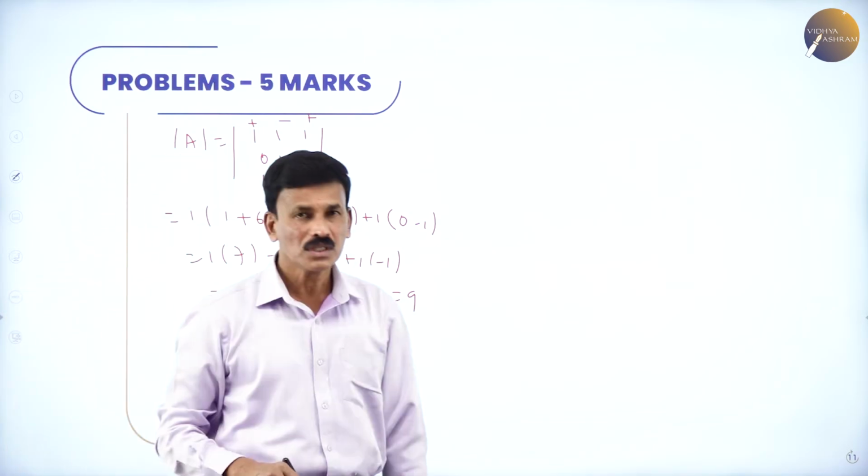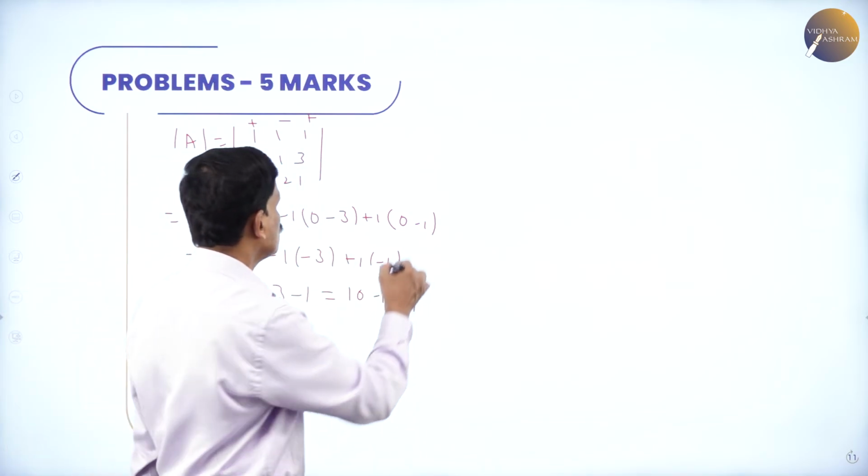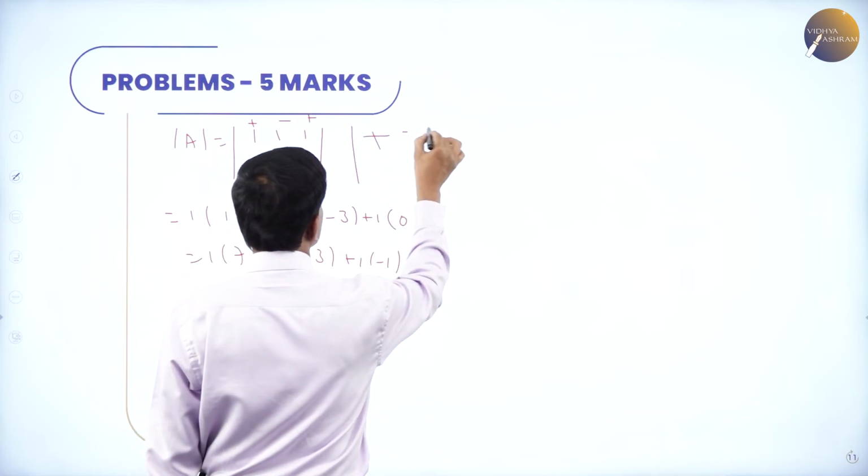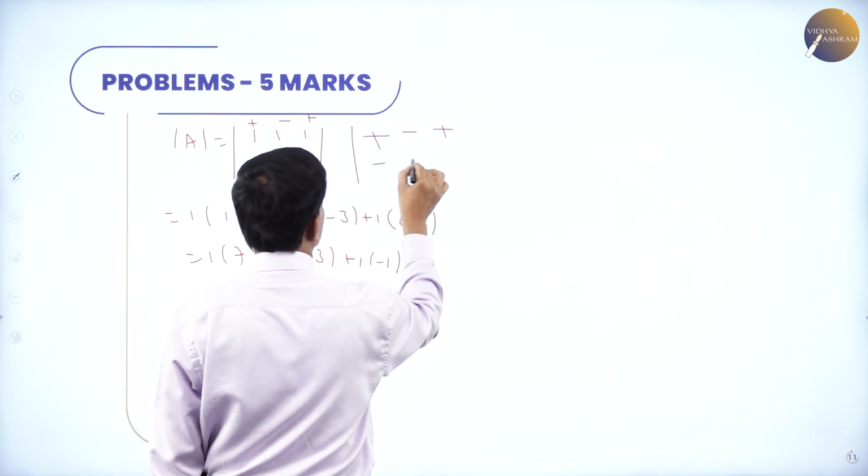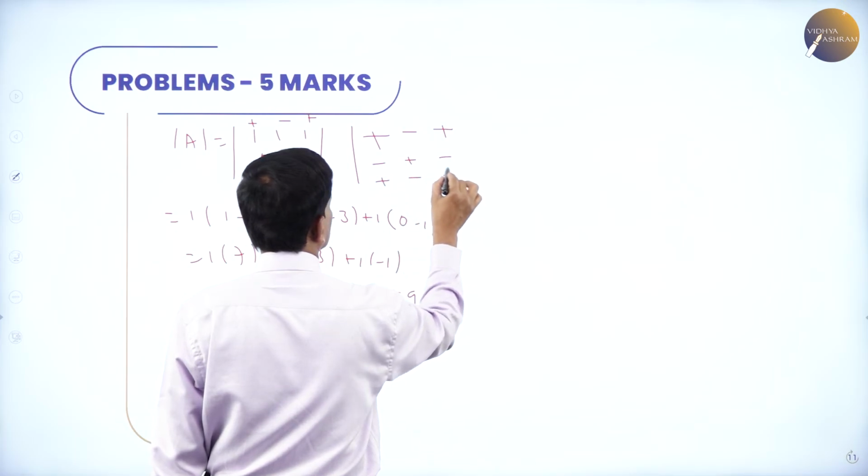So, the inverse exists. Now, find out the cofactors. Therefore, the signs are very important: plus, minus, plus, minus, plus, minus, plus, minus, plus.